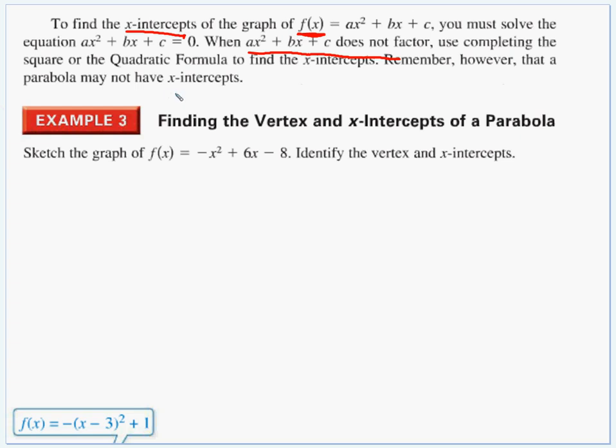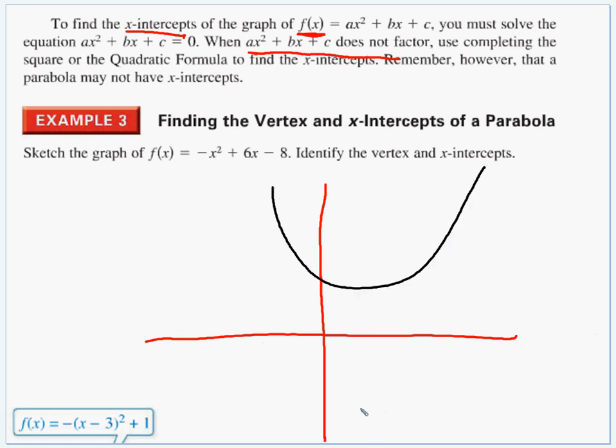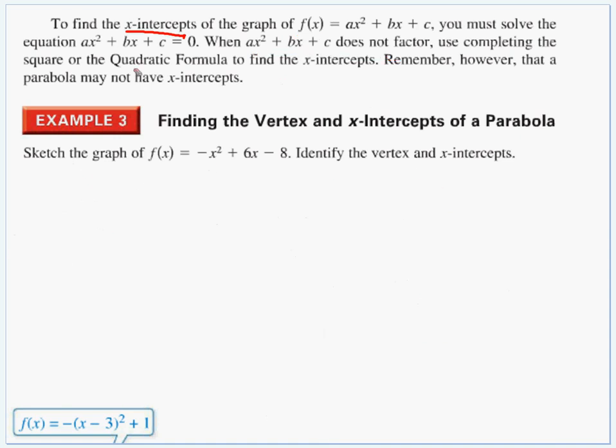Remember, some parabolas do not have x-intercepts. If I draw my coordinate system like this, I might have a parabola opening up that might not touch the x-axis at all. That's where in the quadratic formula you would have a negative underneath your radical, which means imaginary solutions. And you don't need the full quadratic formula. If you just check your discriminant, just what's under the radical, you can figure out if you'll be touching the x-axis at all.